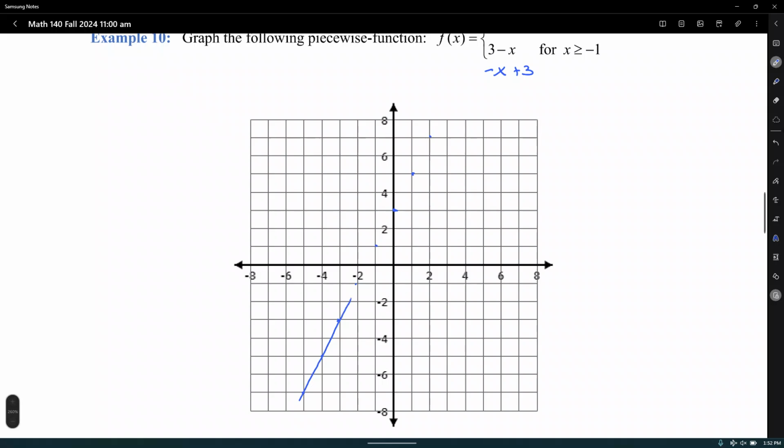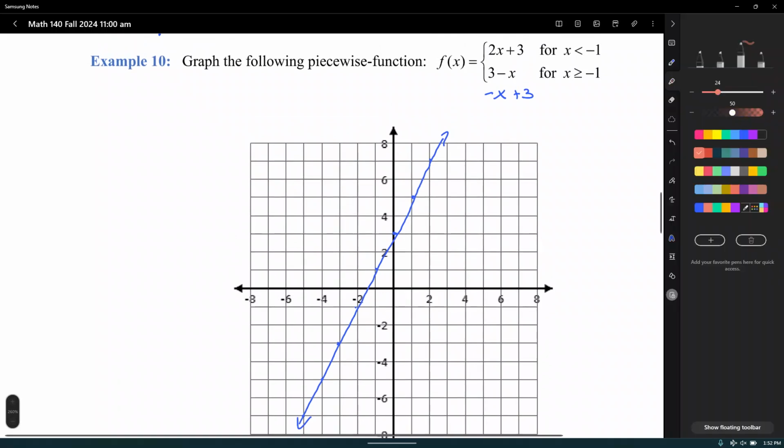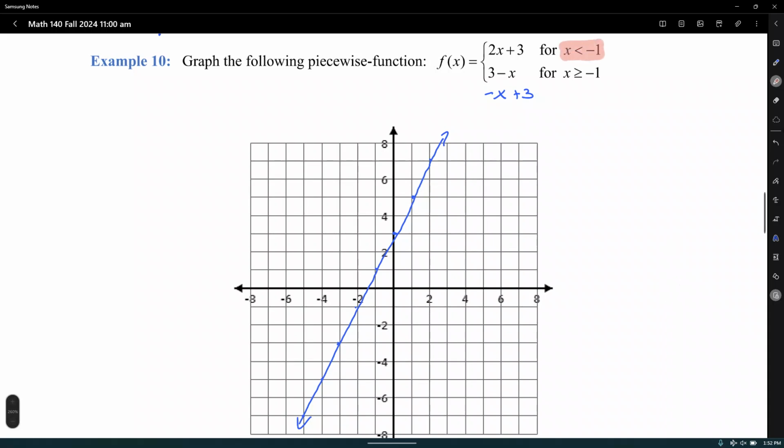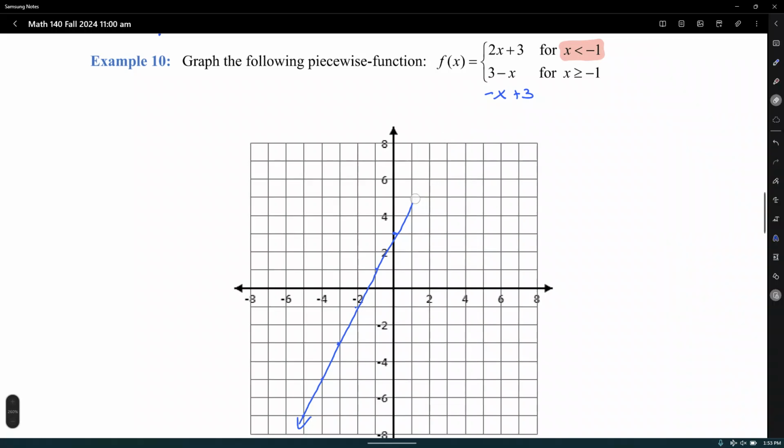So let me draw the graph of the line the way we would have done it in the previous sections. So this would be the graph of the line for all real numbers. Now, here in piecewise functions, we need to take into consideration the condition. So for x less than negative 1, that means we're going to go to x equal to negative 1, that is, at this point. So that means we want the graph that is less than negative 1. And what are we going to do? I'm going to erase the part of the graph that we don't need here.